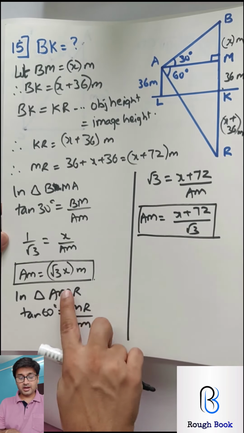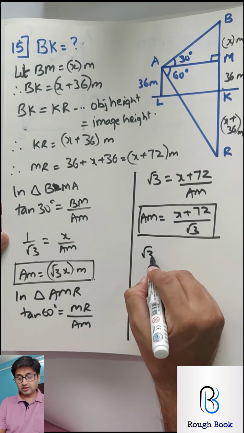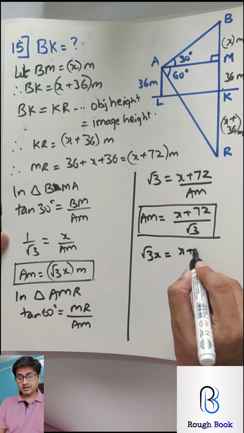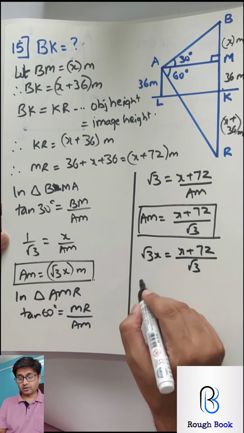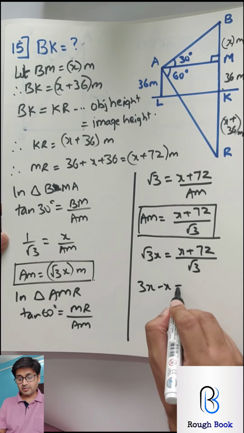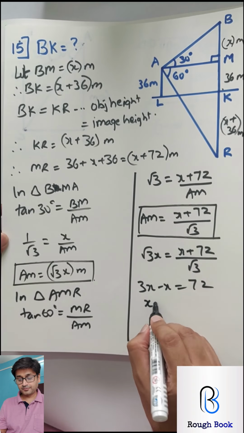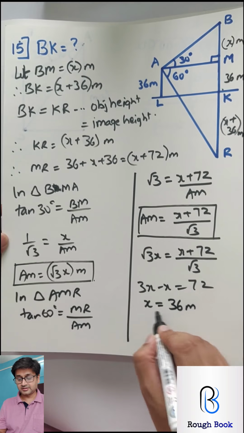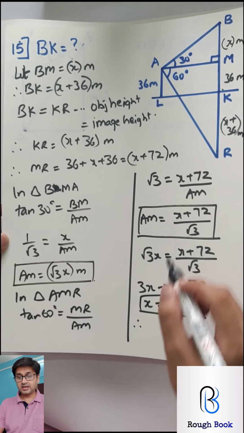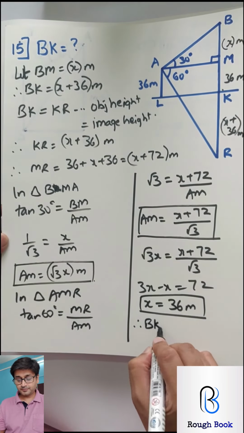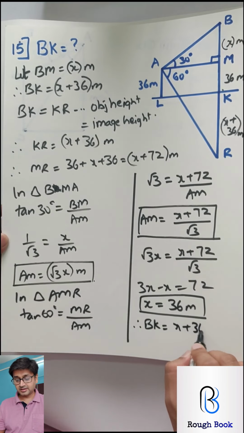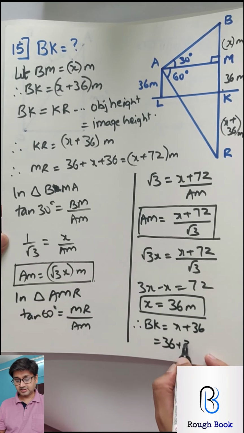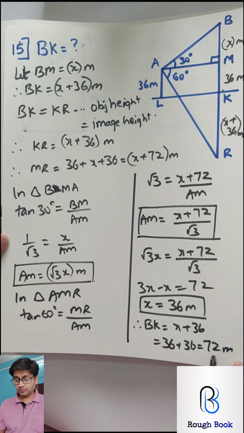So we got AM and AM. So now we can equate it. So root 3 X equals X plus 72 by root 3, cross multiplying, 3X minus X equals 72. So 2X is 72, X will be 72 by 2, 36 meters. Finally, BK is what I need, will be X plus 36, 36 plus 36, 72 meters.